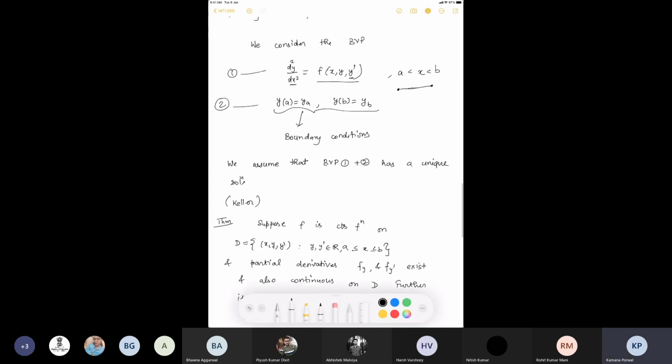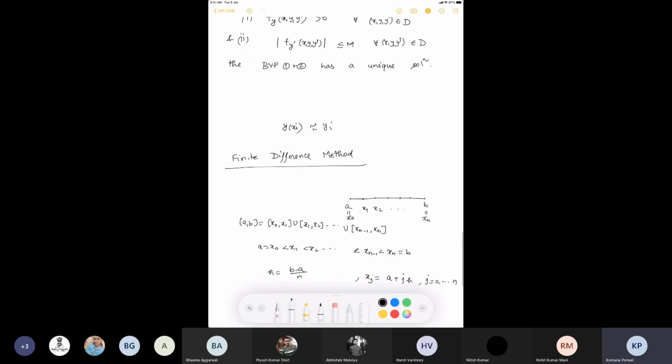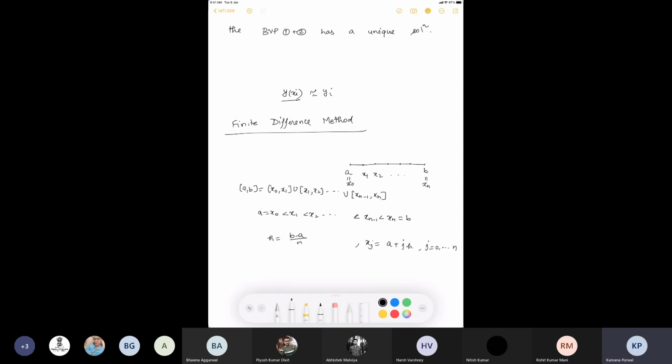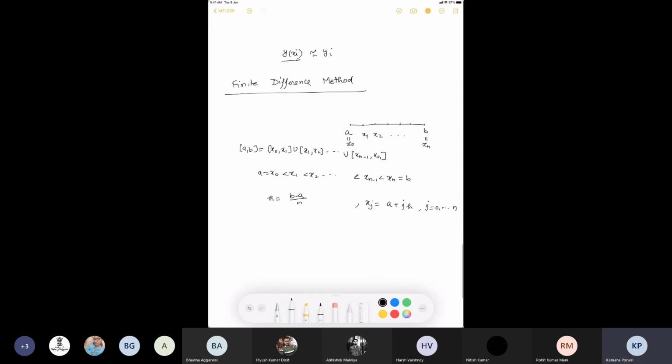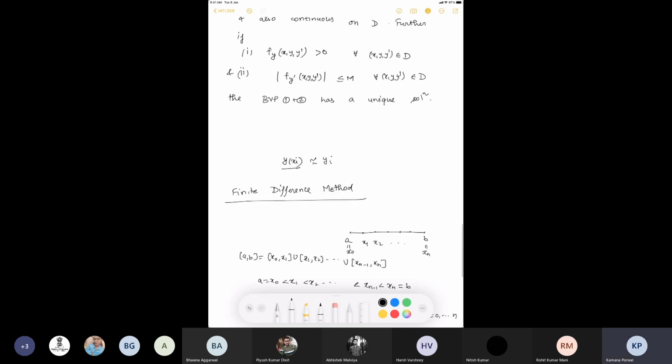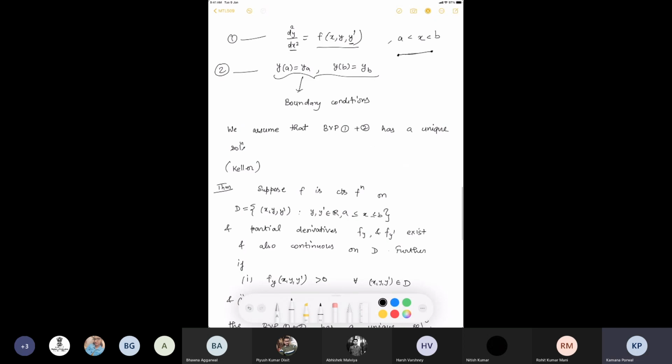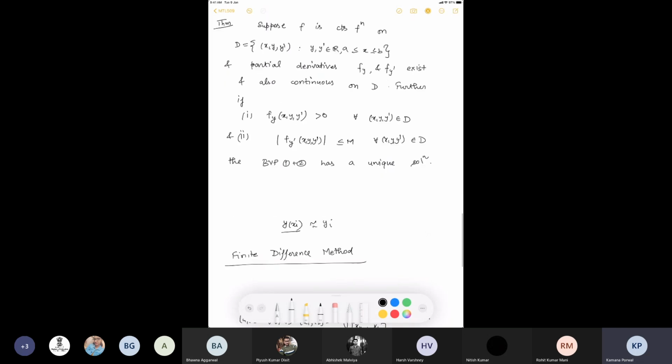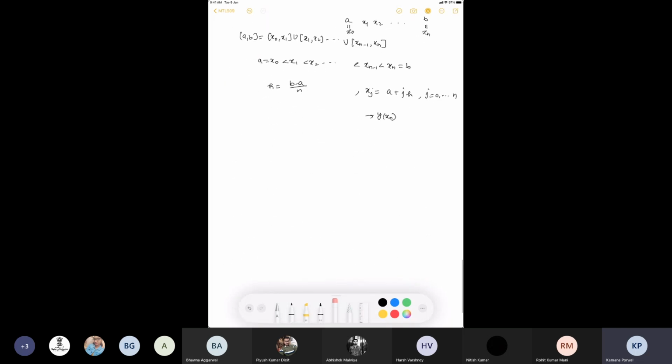What we have to do now: the aim is to find the approximation of y at each point x_i. Suppose I have to finally reach, say, y at x_n. To reach there, you have to find y at each of the x_i's. So how do we do it? We are again going to use the Taylor's expansion so that we can get the approximation of the first derivative and the second derivative, and then substitute this in equation 1. So let's use the Taylor's expansion.